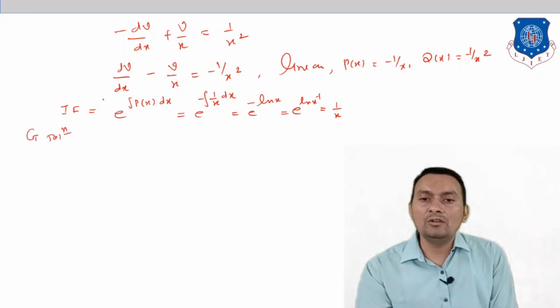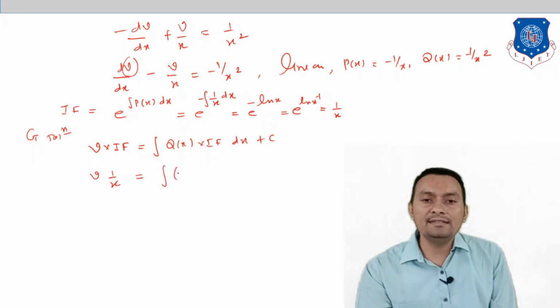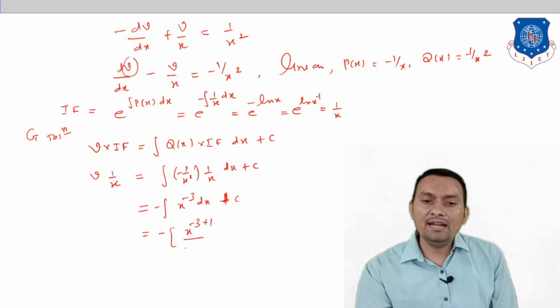Therefore the general solution: the dependent variable multiplied with the integrating factor is equal to the integration of Q of x multiplied with the integrating factor into dx plus c. So here write the integrating factor, that is 1 by x, but Q of x is minus 1 divided by x square. 1 by x integrating factor is there. So what you will get whenever you integrate is x raised to minus 3. Let me write one more step so it will be clear to all of you. We are using the formula x raised to minus 3 plus 1 divided by minus 3 plus 1, and that is the integration formula.